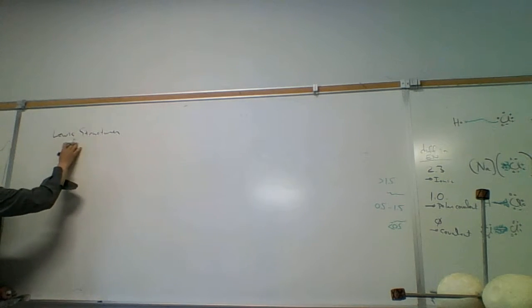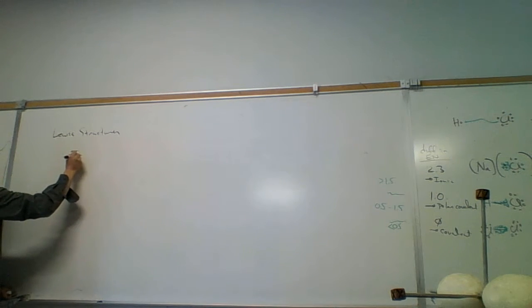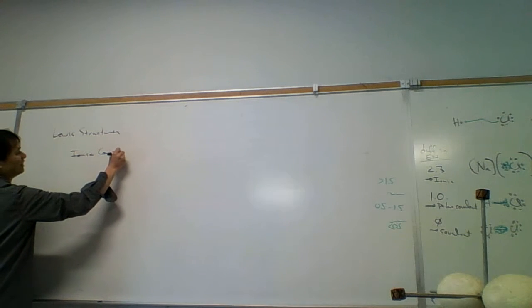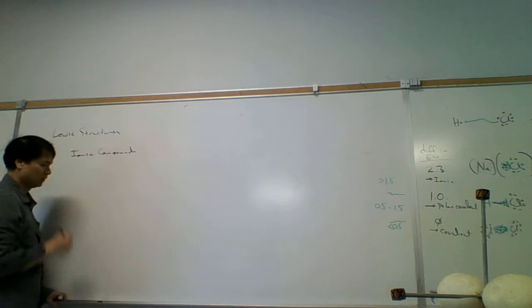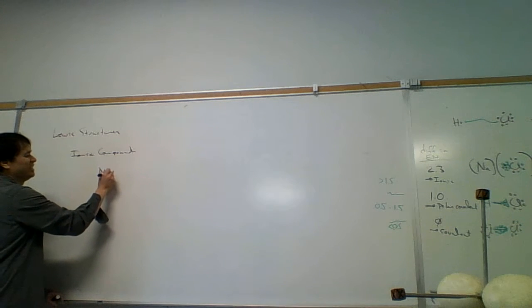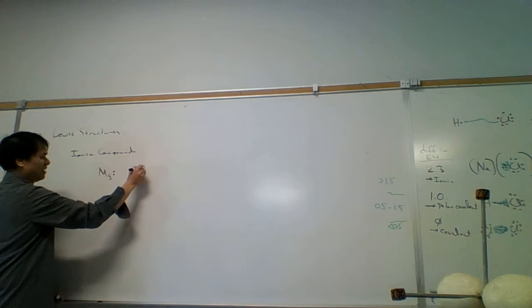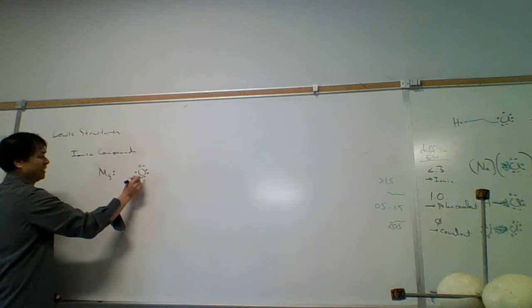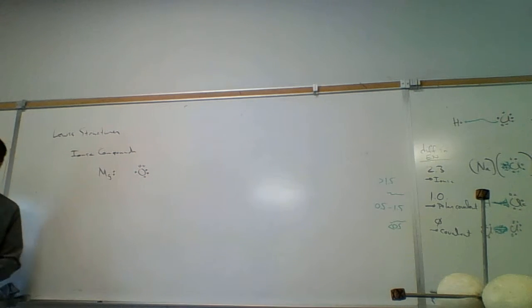So let's do some Lewis structures here. And so we have Lewis structures for ionic compounds. For example, let's take a look at magnesium and oxygen. If I have magnesium and oxygen, are they going to share electrons, or is it going to be a winner-take-all scenario? Well, is it going to form a covalent bond, or is it going to form an ionic bond?